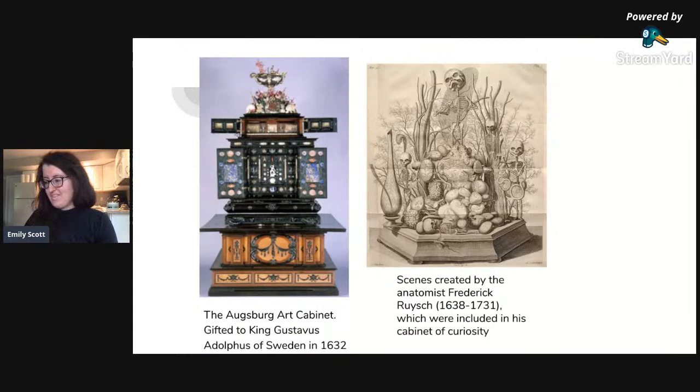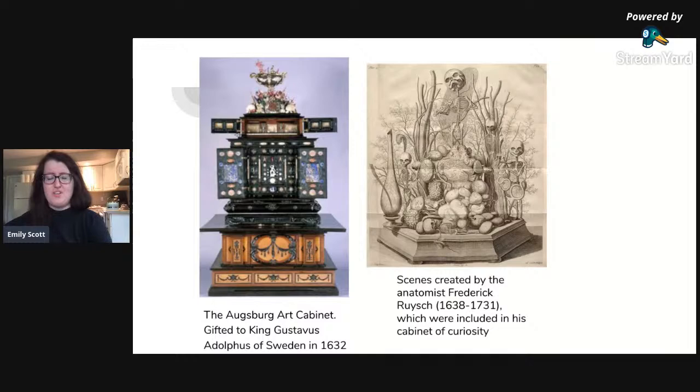And this photo on the right is a cabinet of curiosity of Frederik Ruysch. It's actually a photo representation of what was included in his cabinet of curiosity. His collection was more eccentric, and that's what was interesting to people as well, looking at the eccentric and the eclectic in the world. People like to see what they wouldn't normally see in the world.